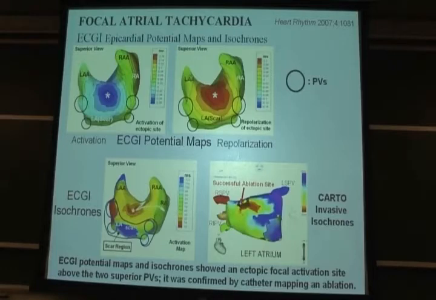So this is an interesting case. It's a 50-year-old lady who had atrial fibrillation. She was not treated here, she was treated somewhere else. And she had 2 ablation treatments for her atrial fibrillation. But then a few months later, she developed what's called atrial tachycardia.